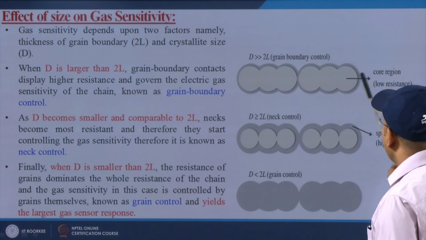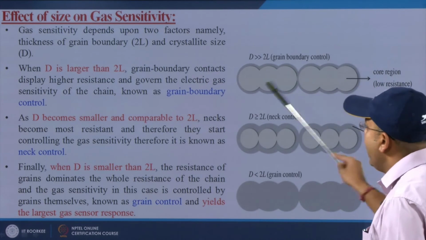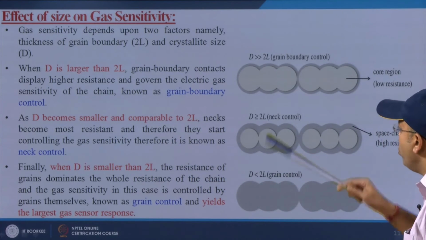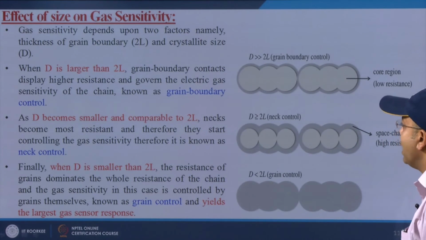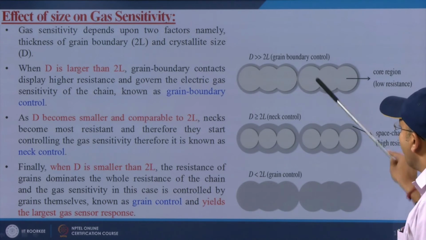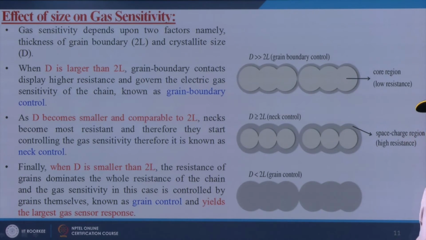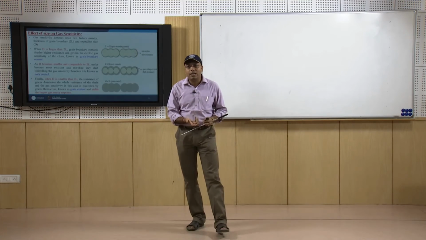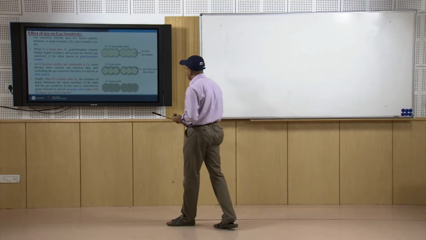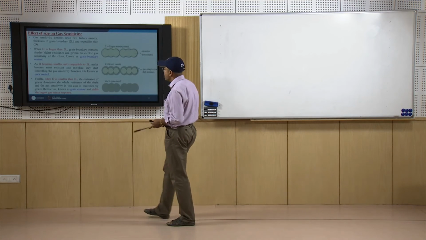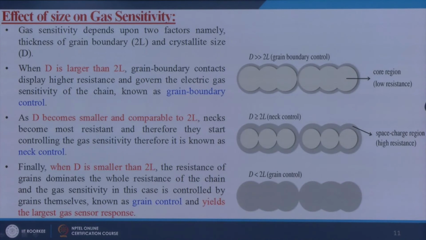So, here it is showing the low resistance at that particular point. When D becomes smaller and comparable to 2L, necks become most resistant and therefore they start controlling the gas sensitivity, therefore it is known as neck control. So, here you can see that particle size we are reducing. So, the same material is showing the better result than the previous one. In that particular case we are observing the high resistance. Finally, when D is smaller than 2L, the resistance of grain dominates the whole resistance of the chain, and the gas sensitivity in this case is controlled by grains themselves, known as grain control, and yields the largest gas sensor response in this particular case.